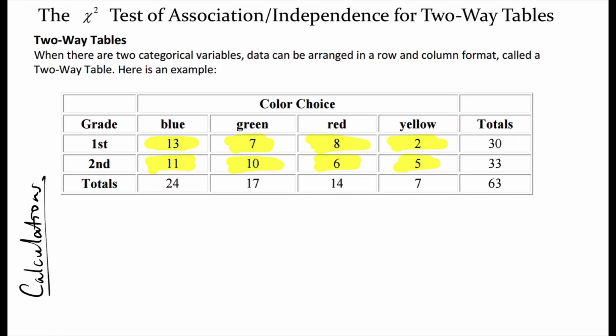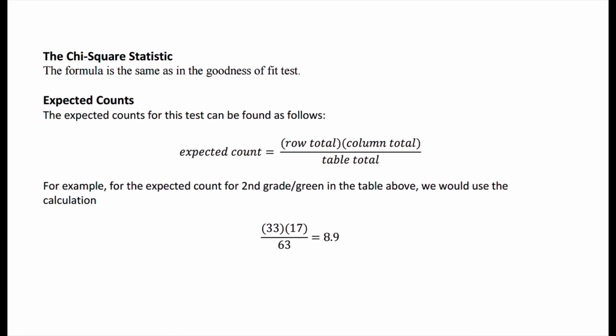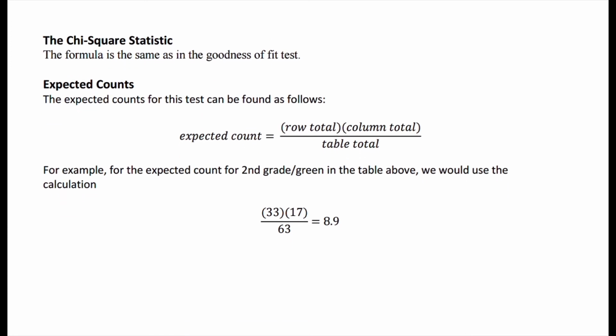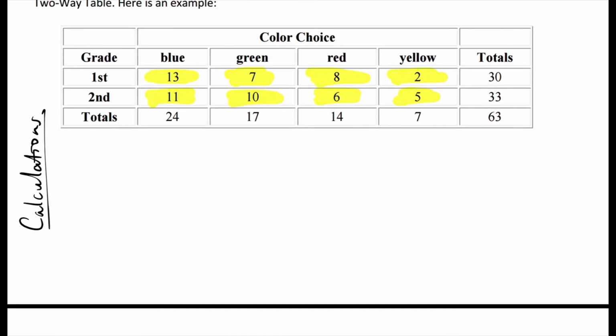How many would I expect? How many first graders should I expect to like blue, to like green, to like red, to like yellow? Okay, so how to calculate those? Right here. When we have a two-way table, expected count is row total times column total divided by grand total. Okay, so I'm going to do the expected counts for first grade blue.